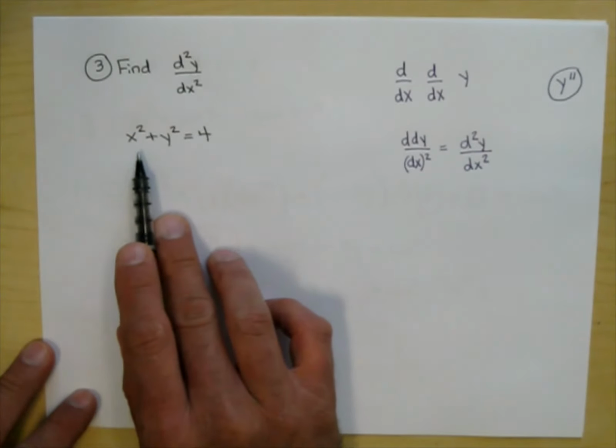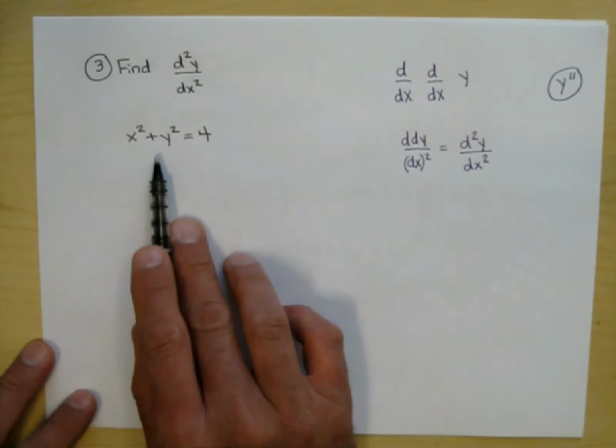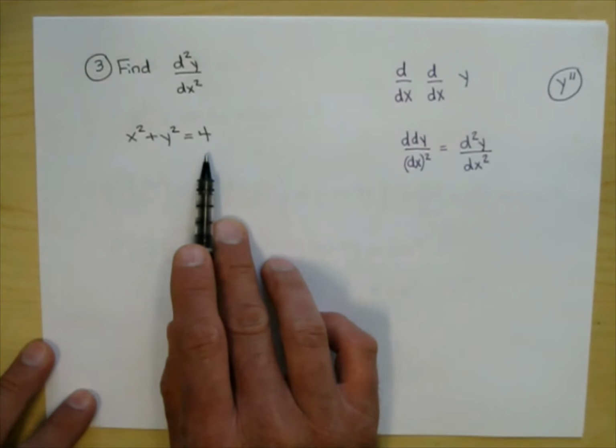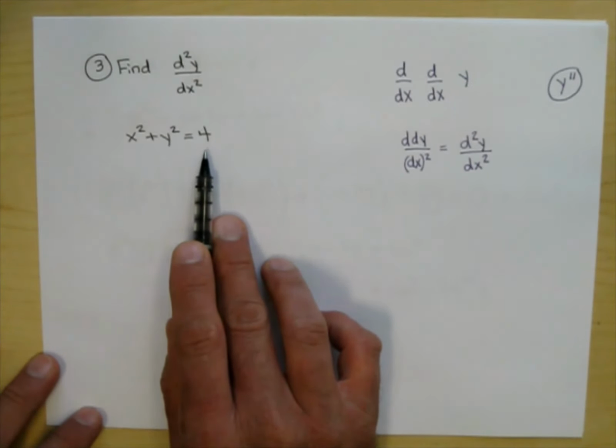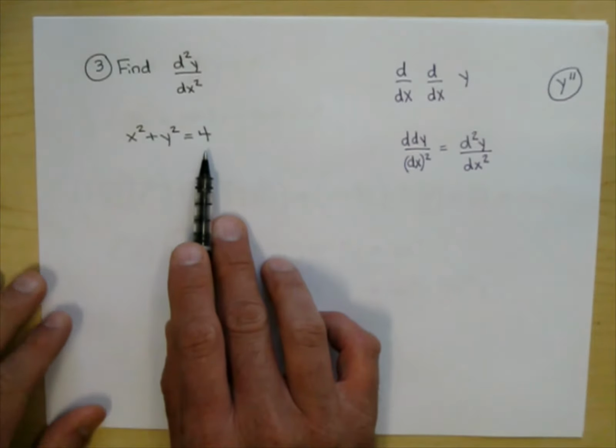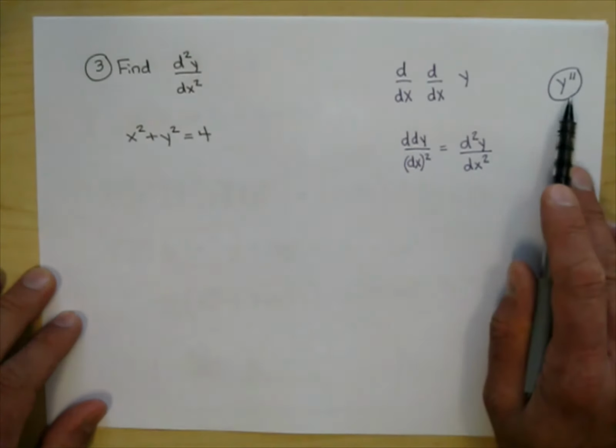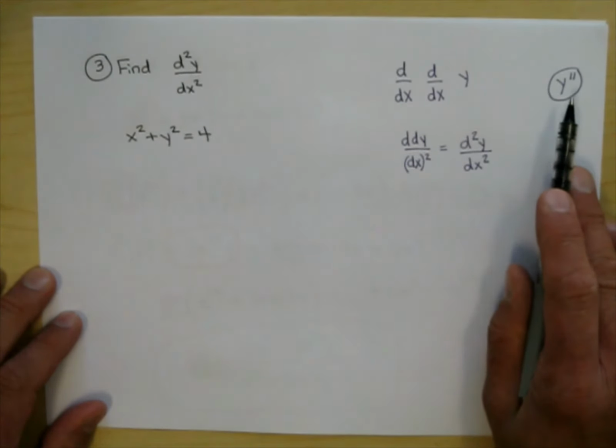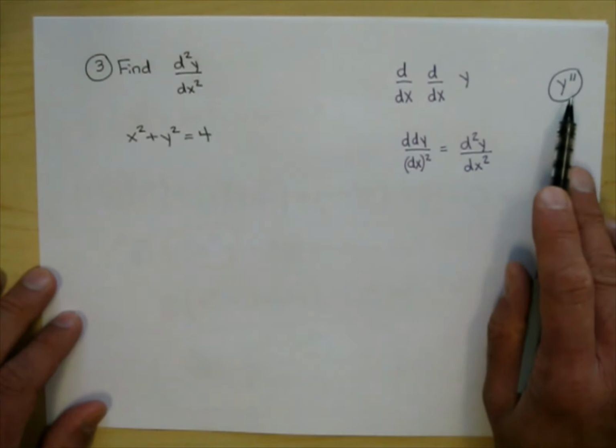Okay, we have this, and we know what this is. This is a circle, centered at (0, 0), and has a radius not of 4 but of 2. We have to find y double prime. So before we find y double prime, we must find y prime. To find y prime, I'm going to do implicit differentiation.